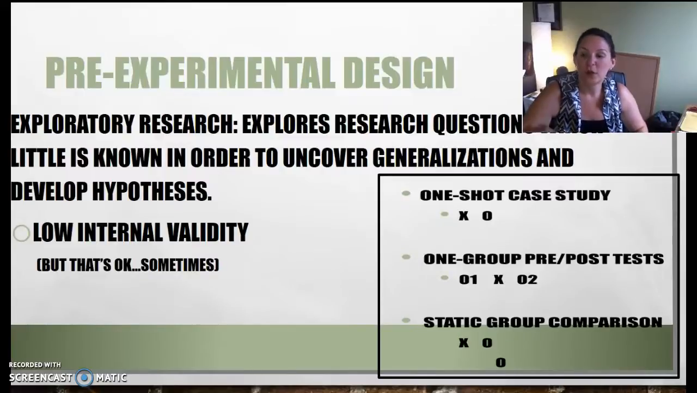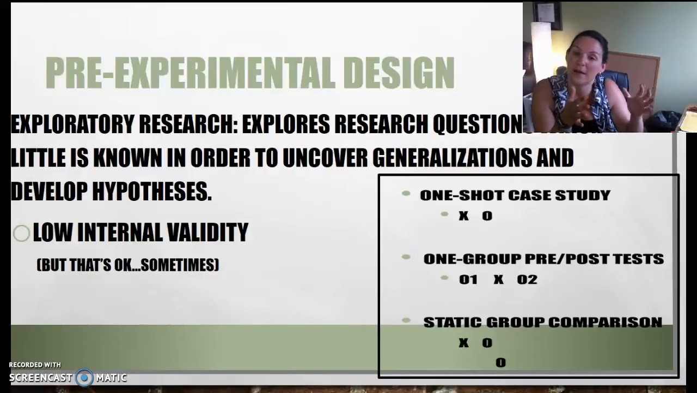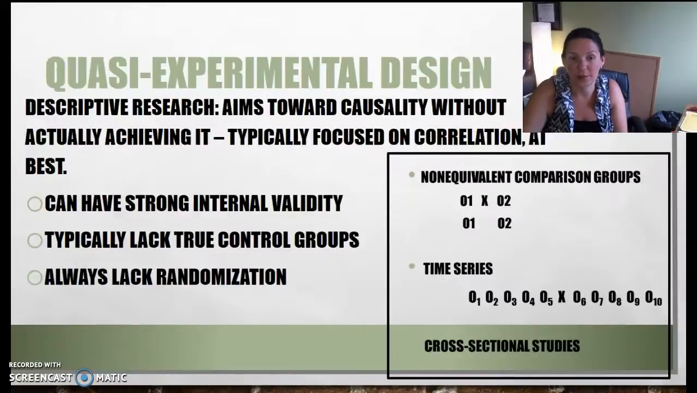Right? So if you look at those different designs over there, there's no R, there's no randomization, and that's because it's not a true experimental design. There's also not really a control group, and so that's one thing that you'll see as the difference. So anytime that you see X and O sort of things, if there's no R, you know it has to be at least on the quasi-experimental or pre-experimental design section of the continuum.